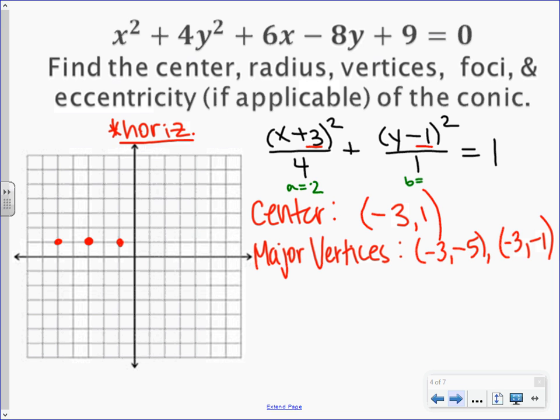That means b is 1. So since this is a horizontal ellipse and b is 1, we're going to move in that other direction, vertically, 1. Yes? We changed it.